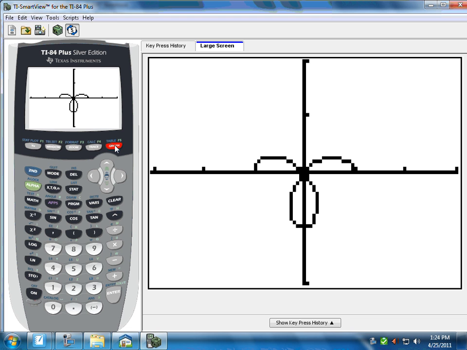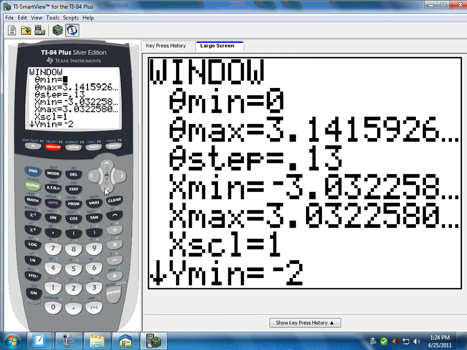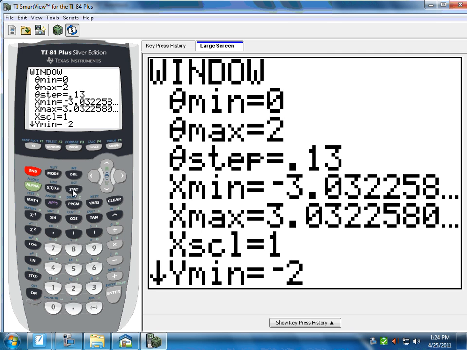Okay, why did it stop there? On my calculator, it stopped because I was only going to pi. This one needs 2 pi to complete one full revolution. So I should go back to the window and put 2 pi.